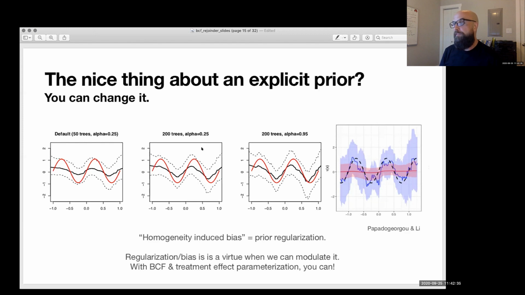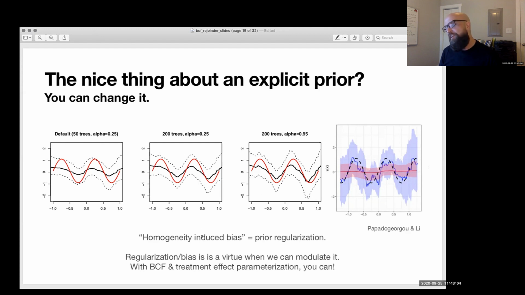We can go a little bit further and vary this alpha parameter, which if you remember all the way back to when Richard showed you the process prior, is just the probability that a tree splits the first time. So by increasing that, you're putting higher probability on trees that split at least once. And if you do that, you can see that the function gets a little bit closer to the truth as well, okay? And at the same time, there's this trade-off, right? The intervals are getting wider as we go because we are applying less regularization.